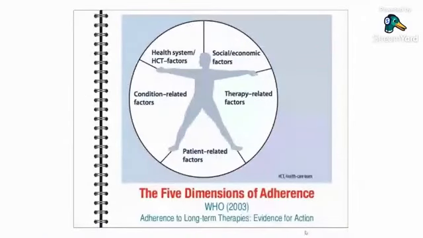Next slide. Yes, this is in general, not just specific to diabetes therapy, the 5 dimensions of adherence, as has been propounded by the World Health Organization, adherence to long-term therapies and the evidence for action. So these are the 5 factors. Whether it is the attributes of poor adherence or good adherence, they relate to the condition or the disease, the therapy that is given for the disease, the patient related factors, the social and economic factors, and the health system and healthcare team factors. So all these are very aptly applicable in diabetes management.